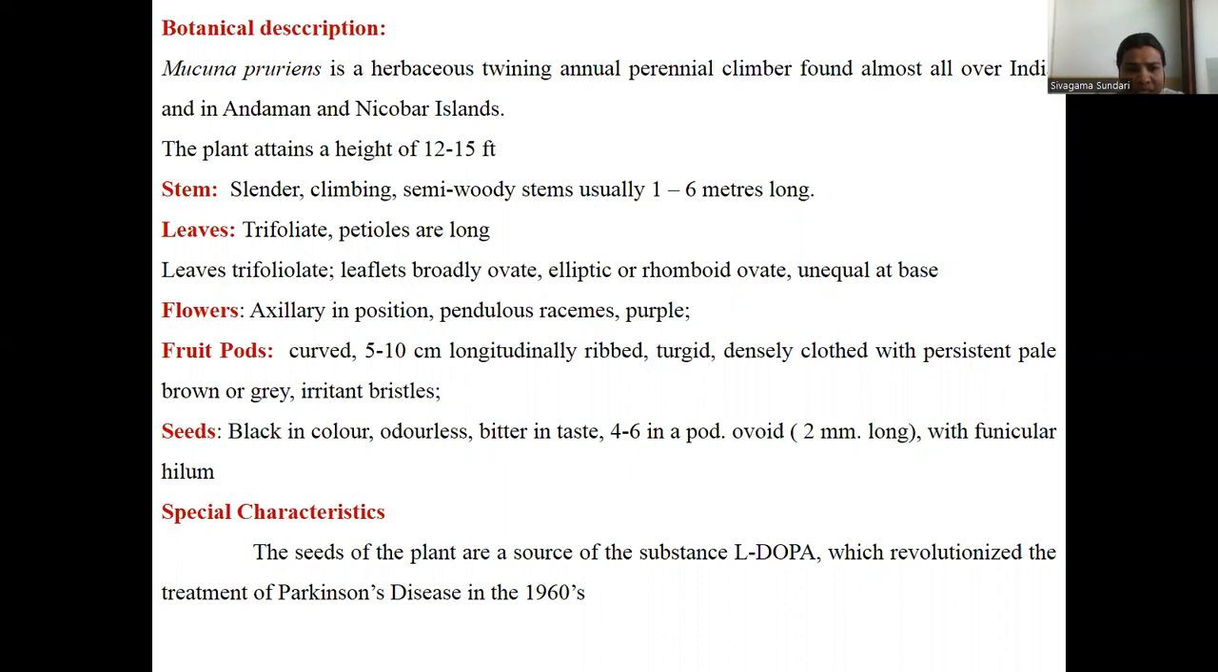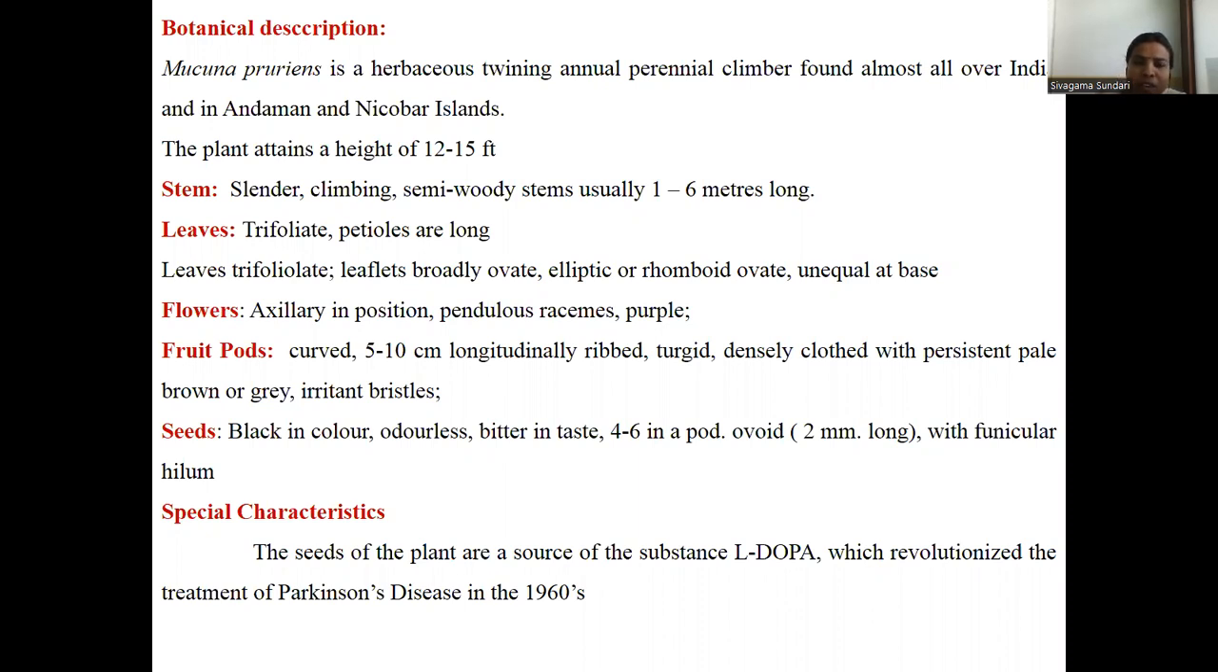Moving to the botanical description: the stem is very slender and climbing. Mucuna pruriens is a herbaceous twining annual or perennial climber because it is from the Fabaceae family. The plant can attain a height of about 15 feet. Leaves are trifoliate. Flowers are in clusters, purple, pendulous, and axillary in position. Fruit pods may reach up to 10 centimeters, longitudinally ribbed. Seeds are black in color, odorless, and bitter in taste, about 4 to 6 in one pod.